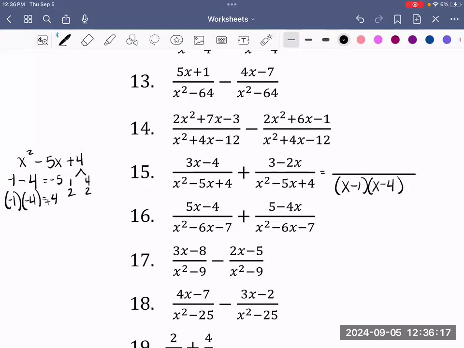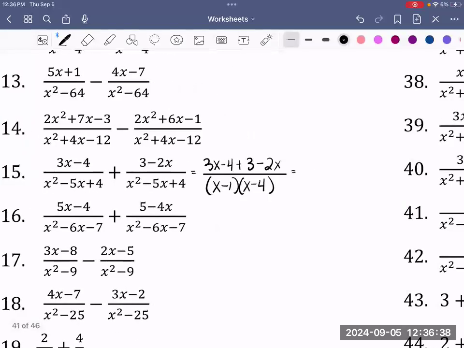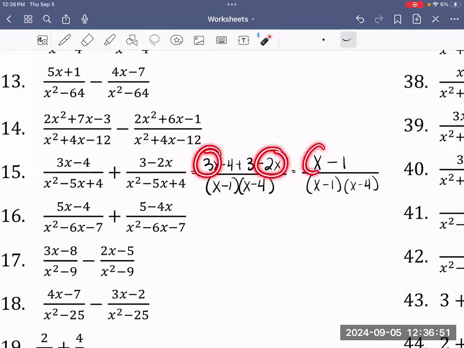So once you have everything factored, let's go ahead and tackle your numerator. So we have 3x minus 4 plus, and the reason why we don't have to put parentheses around when you're adding a binomial is that they won't change your signs here. So you're still working with 3 minus 2x. This will then create x minus 1, x minus 1, x minus 4. The 3 minus 2 will create just the x minus 4 plus 3.